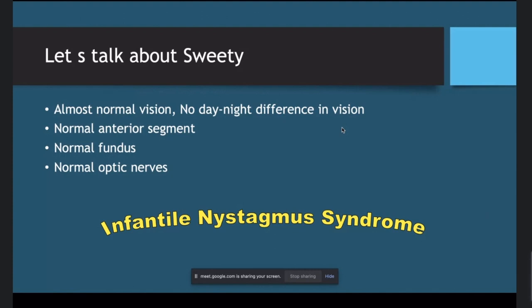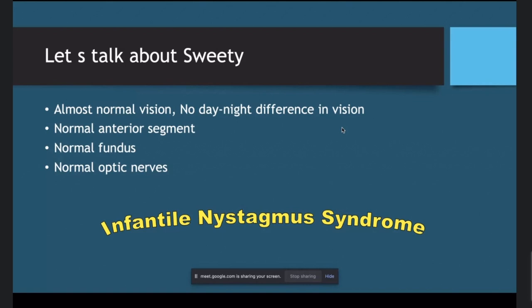Now you're getting confused, I'm sure. What is this, sensory, madam said, some motor, now she's calling it all INS. Everything comes under INS because regardless of sensory cause, motor cause, the waveform looks the same. If you take a nystagmography or eye movement recording, regardless of the cause, the wave recording has the same appearance. So people decided, you know what? We sort out the sensory cause and all that, but we can't keep calling it by different names. So they lumped everything into infantile nystagmus syndrome.